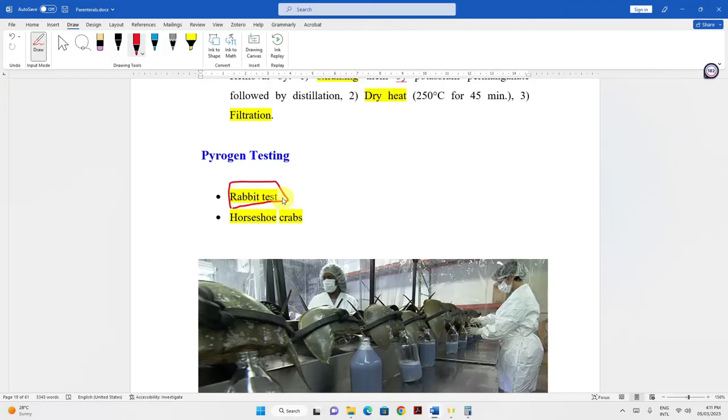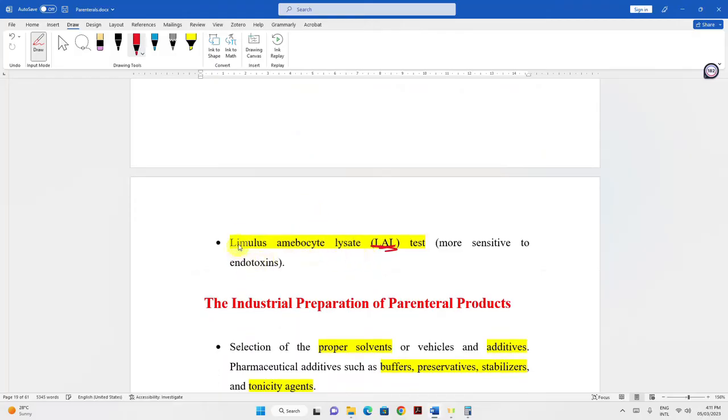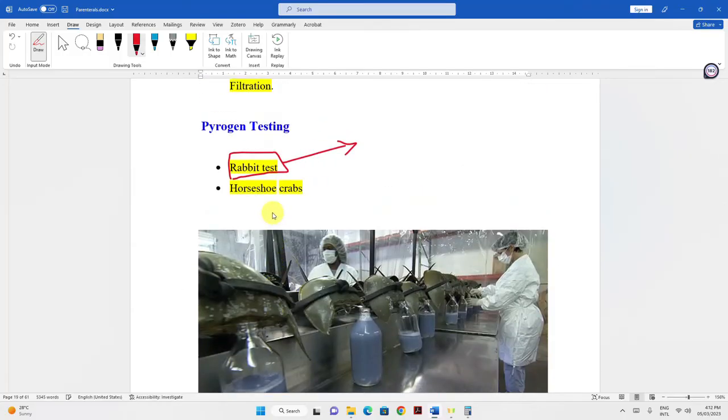If you want to test for pyrogen, then it's the rabbit test that you need to use. But if it doesn't matter, or if it is allowed, then it's better that you do the LAL test, the Limulus amebocyte lysate test, because this is more sensitive. But as I said, the negative thing about this test is that it is only sensitive to lipopolysaccharides, which are the endotoxins. Now, how did they come up with this LAL test?